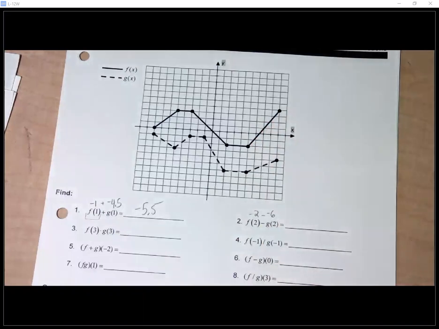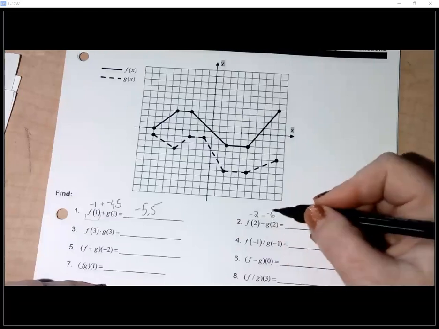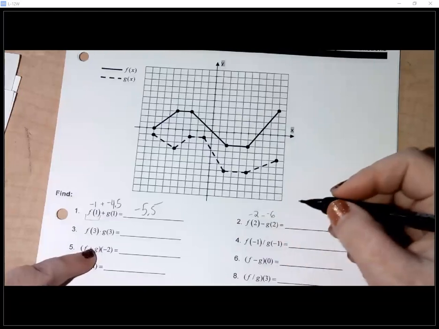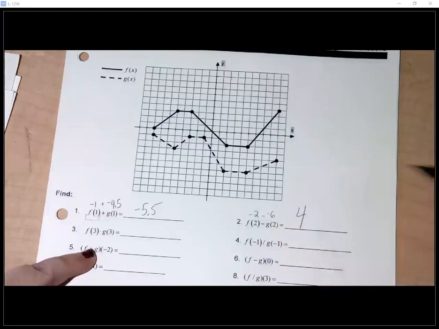Do we have an answer? For number 2, what did you guys get? We're sure? 4. Why is it 4? Because remember, when you have minus a negative, doesn't it turn into -2 plus 6? So yeah, check your work on that one. That's going to be a positive 4.